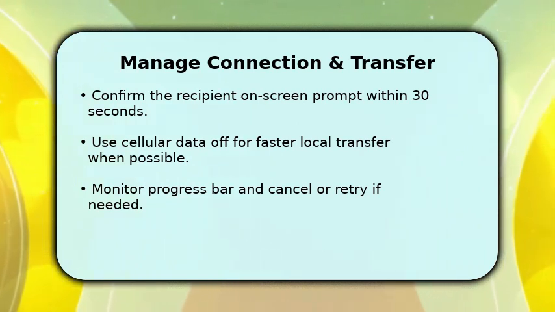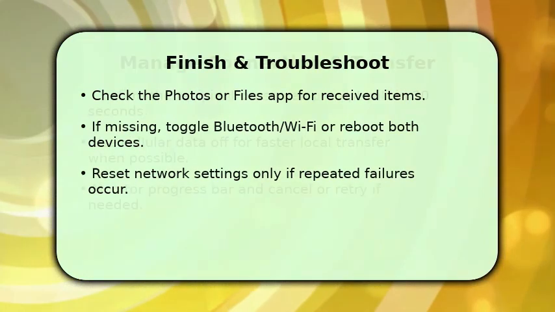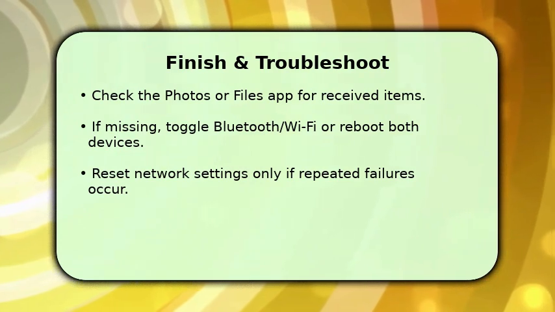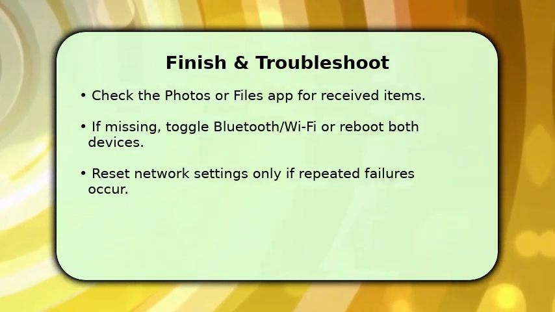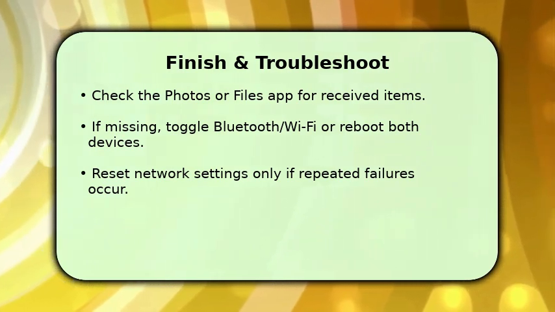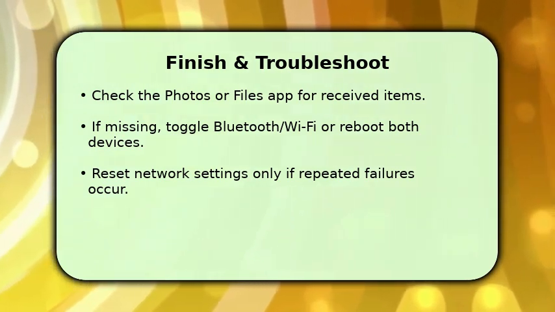After transfer completes, open photos or files to verify the item saved correctly. Quick Share places content where that app expects. If you don't see it, make sure the sender confirmed acceptance and then toggle Bluetooth and Wi-Fi on both devices. Often a quick restart clears discovery issues.